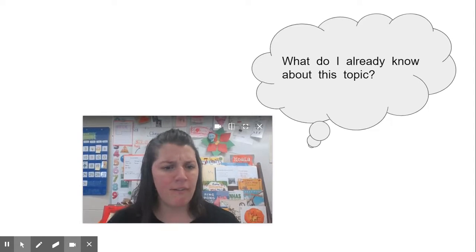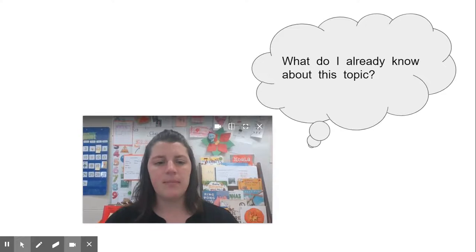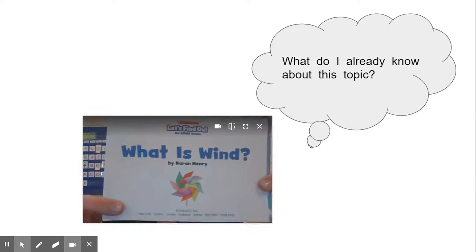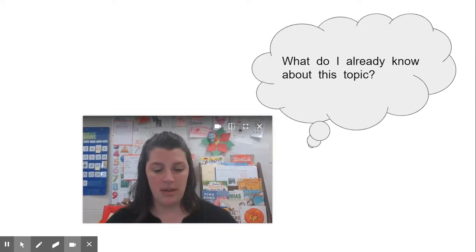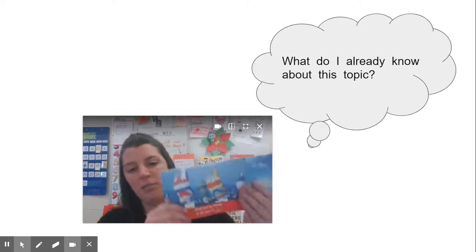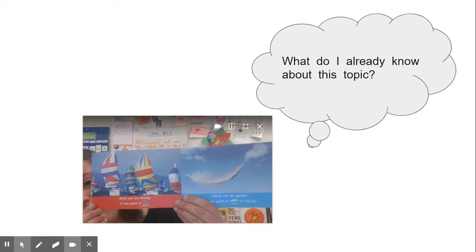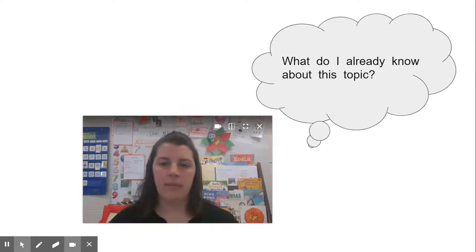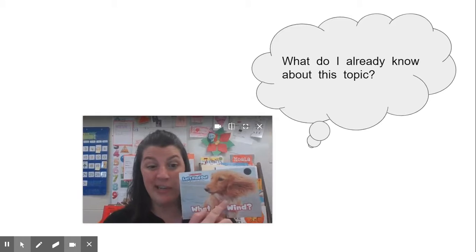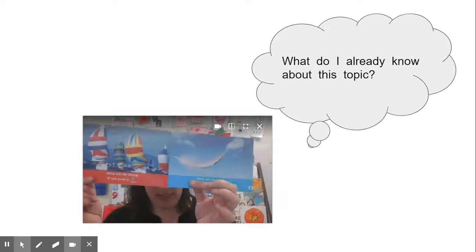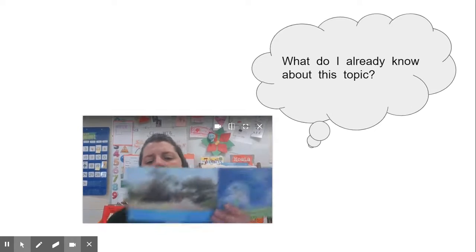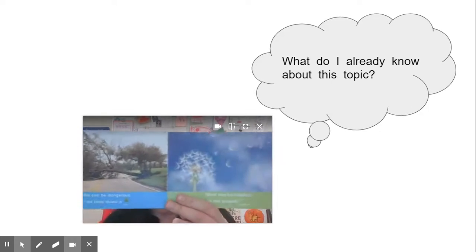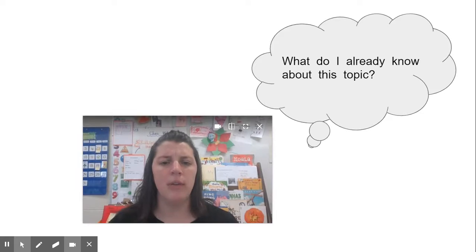Let me look a little bit further to preview. When I look at the picture, oh, I see a pinwheel. I know that's a toy that blows around. Here are some other things blowing in the wind. Boats and a feather. When I was previewing this, I thought maybe it was all about dogs in the wind. But now I see boats and a feather. That's not it. Oh, here's some more things. Tree and dandelion. Those are other things that blow in the wind.